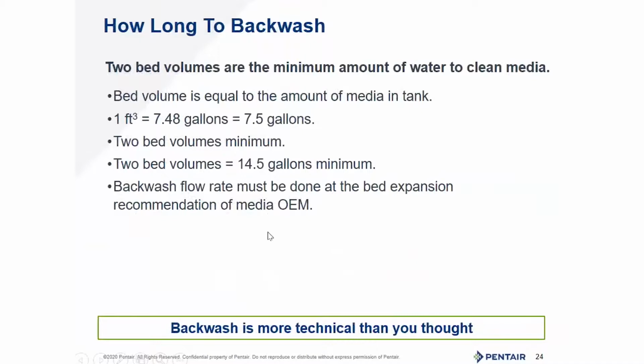So always check your OEM's spec sheets for backwashing criteria, because this is going to be OEM specific. So double check that information.